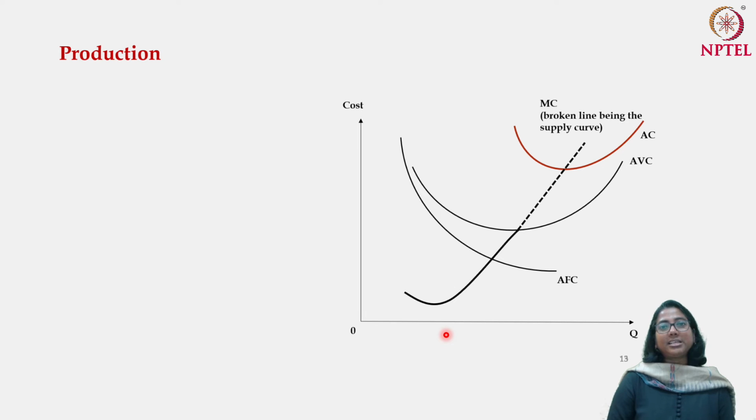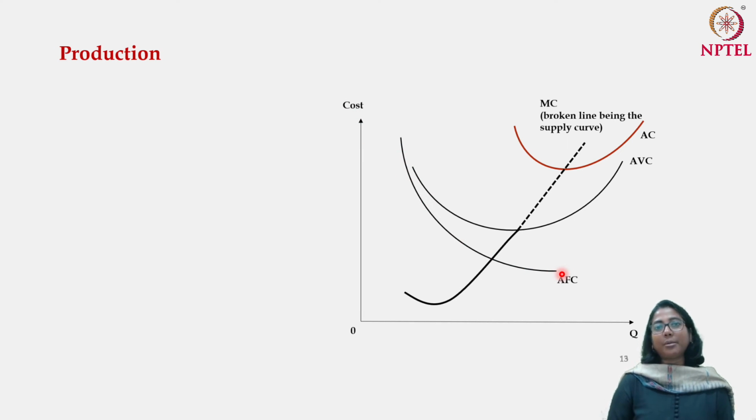The final stage is production. The production follows more or less a similar pattern as we have seen in the case of the other production and supply behavior of the producer. If I just have a quick look here, this is the quantity that is being produced and this is the cost associated with this. You had this average fixed cost.